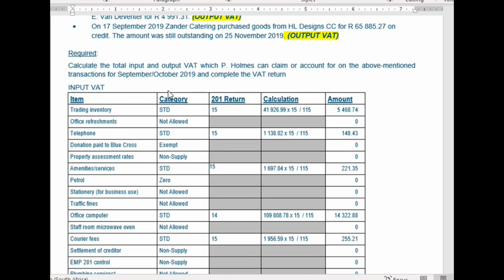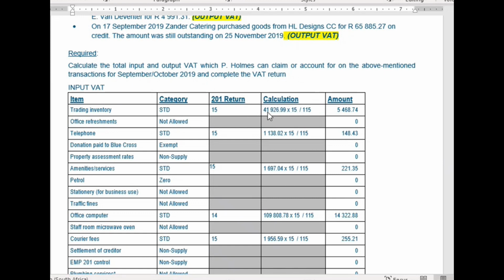So it's standard. Everything that is standard is actually under section 15 or section 14. Section 15 is trading inventory, and section 14 is capital things that you sell for which you can actually claim back VAT. That's the only difference. So then we just do the normal calculation.